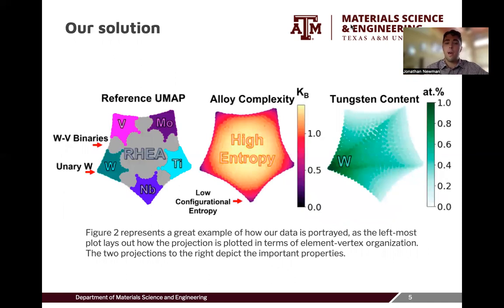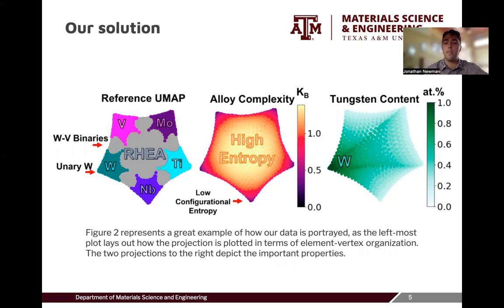Our method of UMAP projects HEA spaces in an easily interpretable polygonal shape. Each vertex corresponds to a unary. For example, if the HEA has 5 elements, a pentagon shape is formed, and so on. The closer you get to the shape's vertex, the more the alloy is rich in that element. Towards the center, the composition is more equimolar.